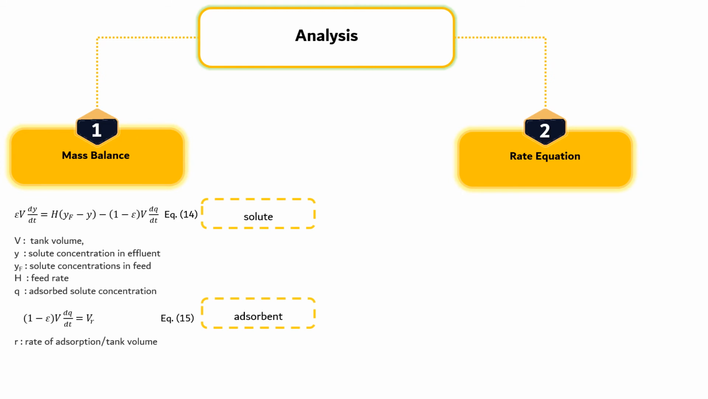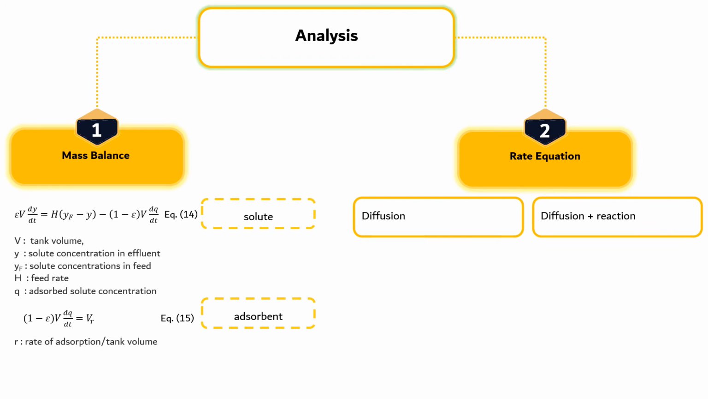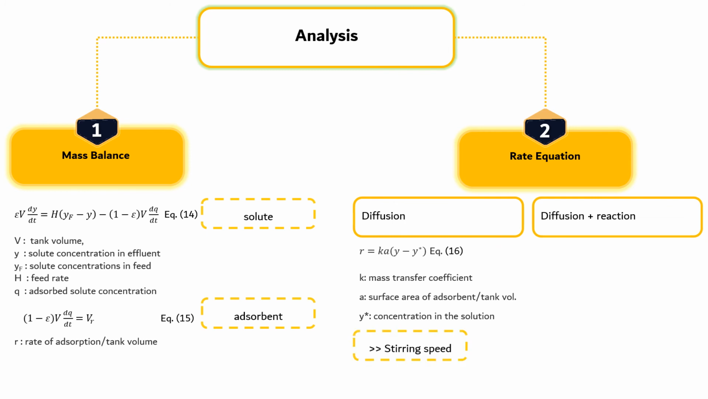Two limiting mechanisms are common. First, adsorption is controlled by diffusion from the solution to the adsorbent. Second, adsorption is controlled by diffusion and reaction within the adsorbent particles. When diffusion in the solution controls the adsorption, the rate R is given by equation 16. For example, if adsorption follows the Freundlich isotherm, the adsorption kinetics expressed as the mass transfer coefficient K is a function of stirring in the tank, but not a strong function of the temperature.